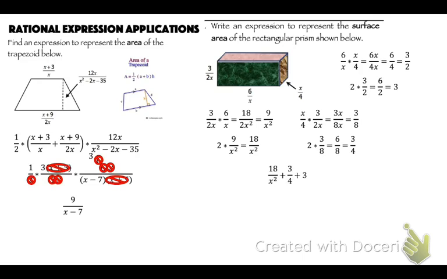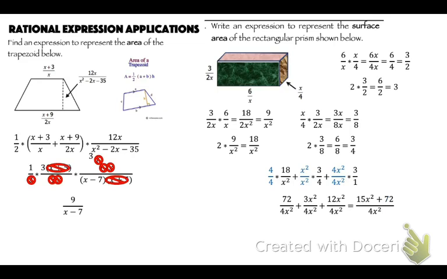So we have 18 over x squared plus 3/4 plus 3. To add these, we have to get a common denominator. So I'm going to put that over 1. And it looks like our common denominator is 4x squared. So I'm going to multiply the first fraction by 4, the second fraction by x squared, and the last fraction by 4x squared. So I end up getting 72 over 4x squared plus 3x squared over 4x squared plus 12x squared over 4x squared, which, 3 plus 12, that's 15x squared, and then plus 72 over 4x squared.